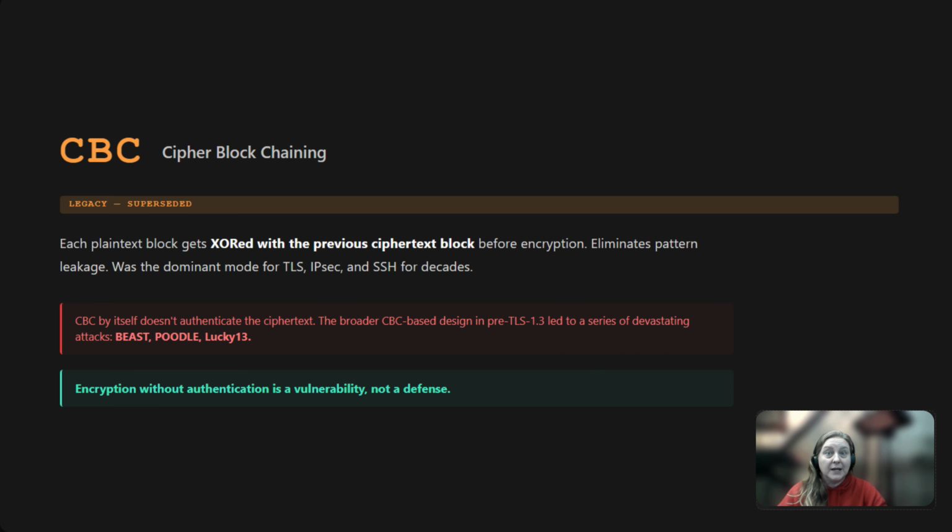CBC, cipher block chaining. Each plaintext block gets XORed with the previous cipher block before encryption. CBC was the dominant mode for TLS, IPsec, and SSH for decades, but CBC by itself doesn't authenticate the ciphertext, and the broader CBC-based design in pre-1.3 TLS led to a series of devastating attacks. BEAST, POODLE, Lucky 13. The lesson is this: encryption without authentication is a vulnerability, not a defense.